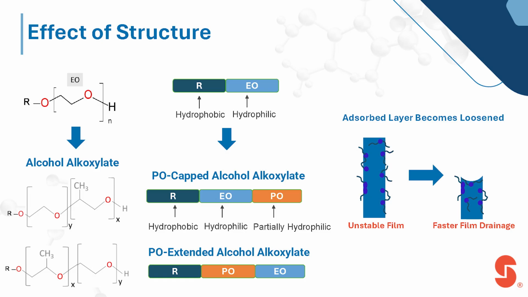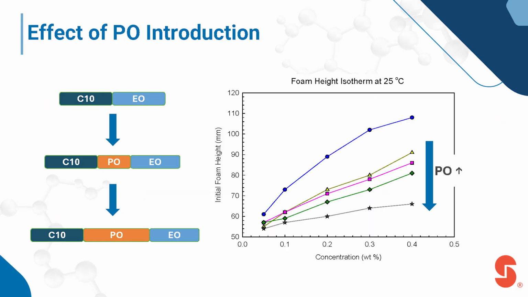So you'll have a much less dense suction layer, as you can see in the picture on the right-hand side, and you'll have much faster film drainage if you incorporate the PO group in your hydrophilic group. So that's one reason that most of the low foam surfactants in the market usually have multiple functional groups to drive that low foam. Let me show you one example.